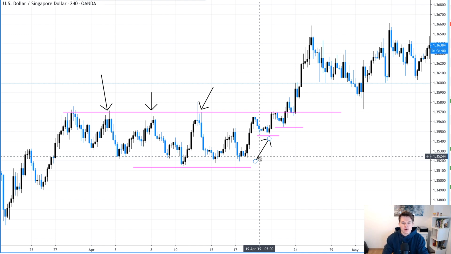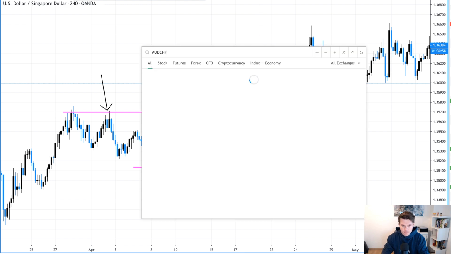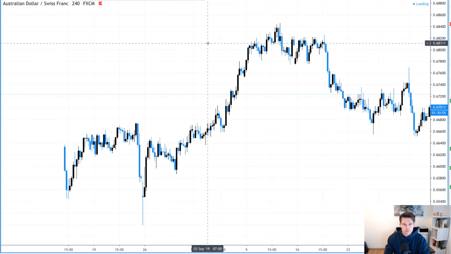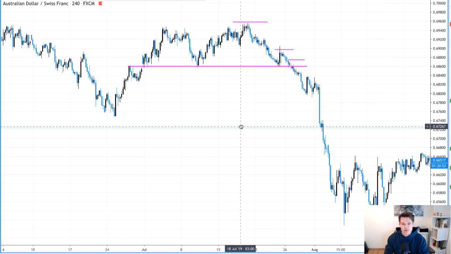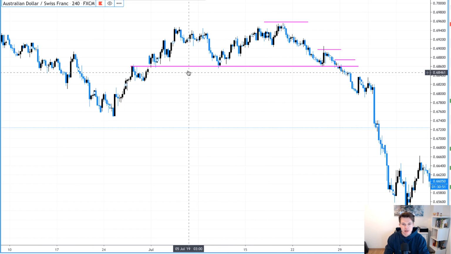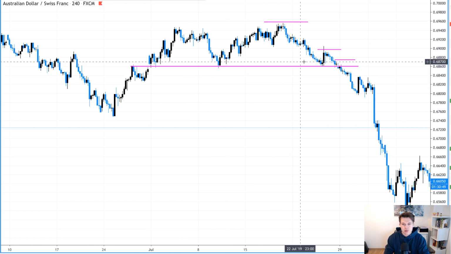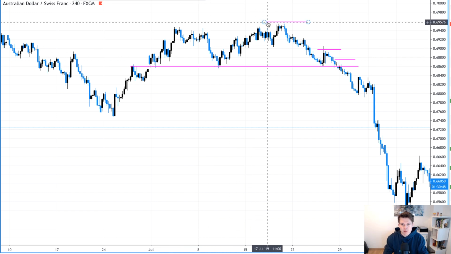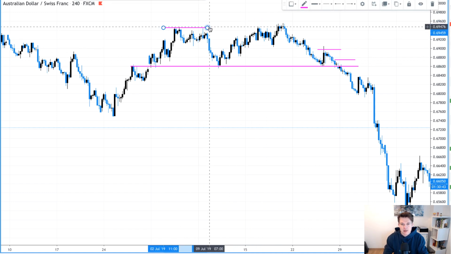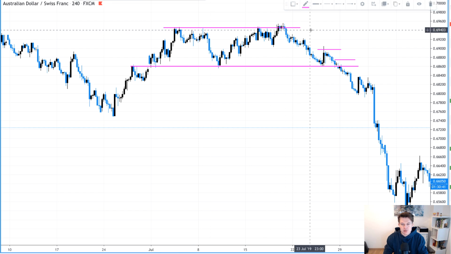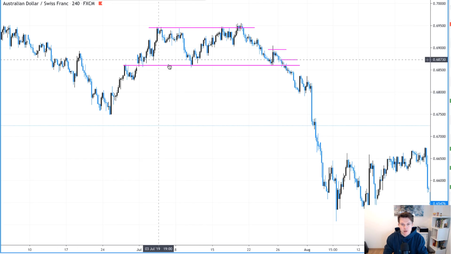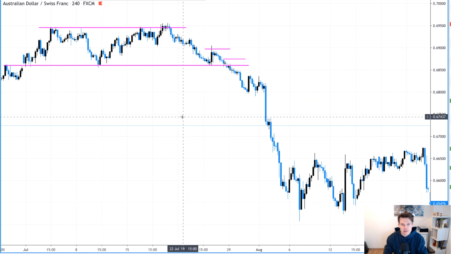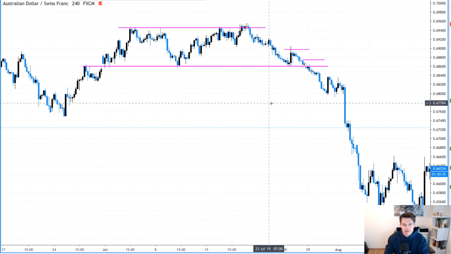So let's jump over to a few more examples. And this is no rocket science, and you will be able to see this many times. So again, it all starts with a very well-defined horizontal area with a very well-defined range. You could even say we might have here something like a double top, and the market was trading below those very well-defined areas. And before the breakout, something different happened.